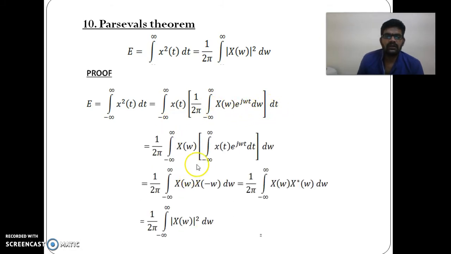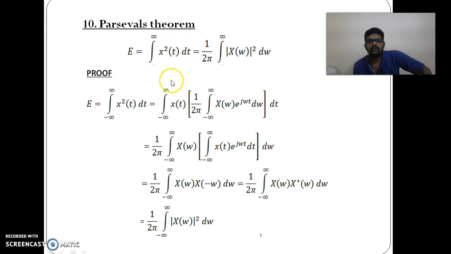So this is equal to 1 by 2 pi integral from minus infinity to plus infinity of X of omega into the integral of x of t. I am next changing the order of integration. I am taking X of omega outside and letting x of t inside. So the inside is the formula for X of minus omega, because there is a minus sign, e power minus j omega t, you can write X of minus omega. X of omega into X of minus omega d omega.